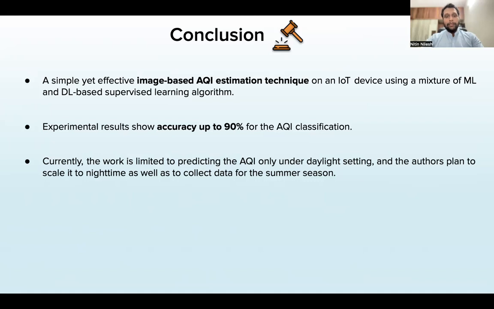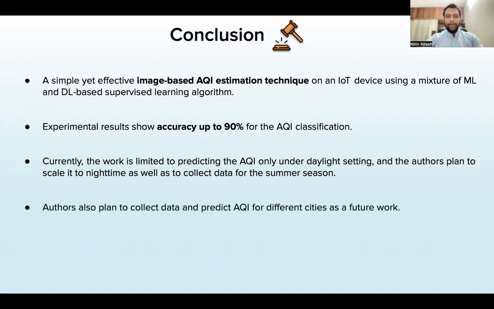Currently, the work is limited to predicting the AQI only under daylight settings, and the authors plan to scale it to nighttime as well, as well as to collect the data for the summer season. Authors also plan to gather data and predict AQI for different cities as future work. Right now, as a prototype, we implemented it on the Hyderabad roads, but it can be implemented for other cities as well, not just in India, anywhere else as well.